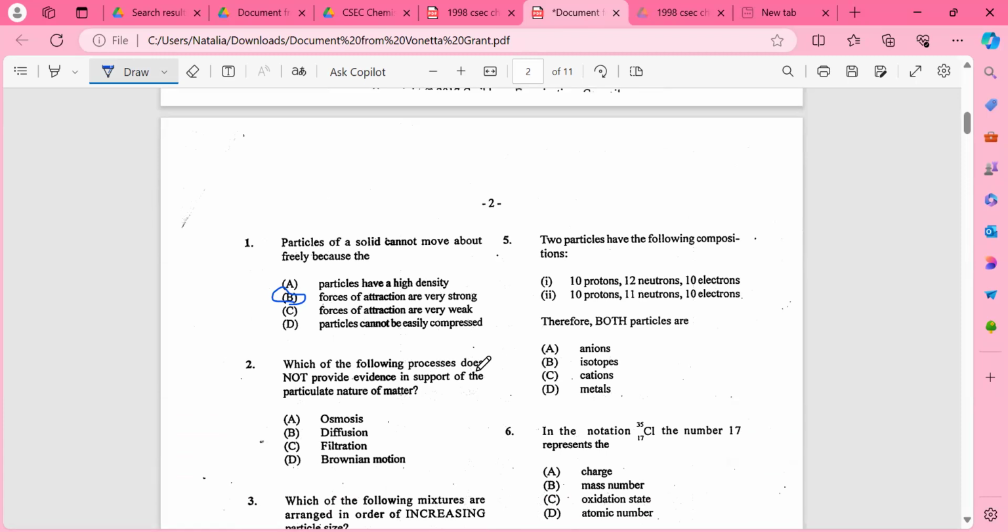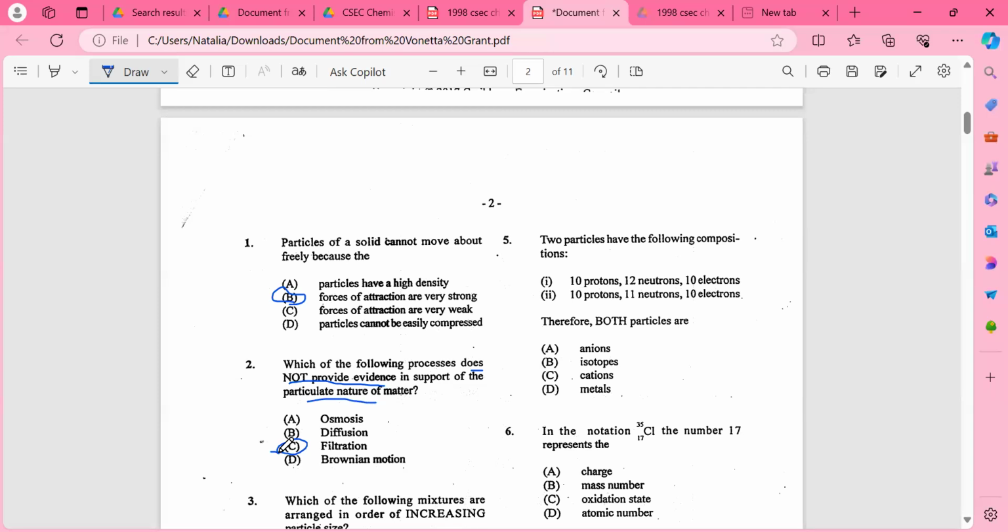Which of the following processes does not provide evidence that support the particulate nature of matter? So what supports the particulate nature of matter is osmosis, diffusion, Brownian motion. So the process which is not osmosis, diffusion or Brownian motion is C.